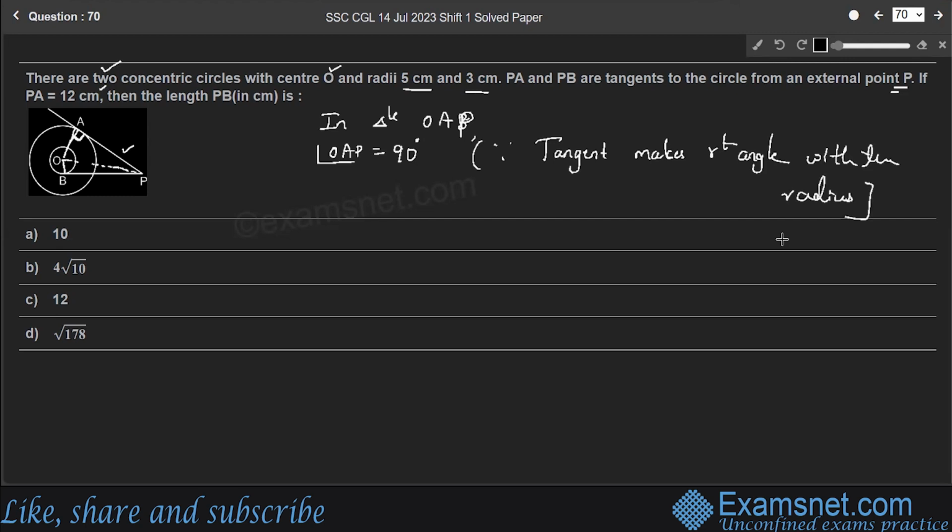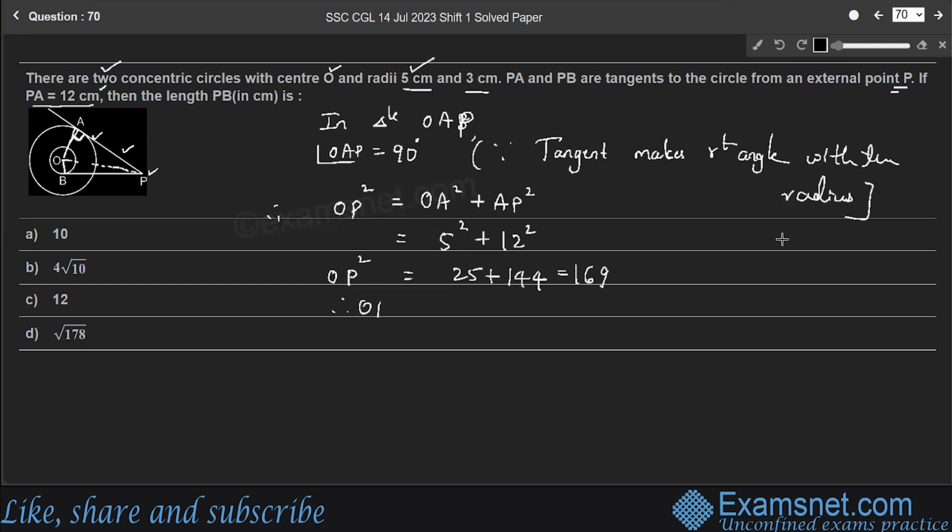We can apply Pythagoras theorem here. So the square of the hypotenuse, which is OP square, is equal to OA square plus AP square. Is OA given here? So OA is the radius of the big circle, which is 5 centimeter. So 5 square plus AP square. AP is tangent, which is already given. So PA is 12 centimeter, so we can write 12 square. So OP square is equal to 25 plus 144, which is 169. Therefore, OP is root of 169, which is 13 centimeter.